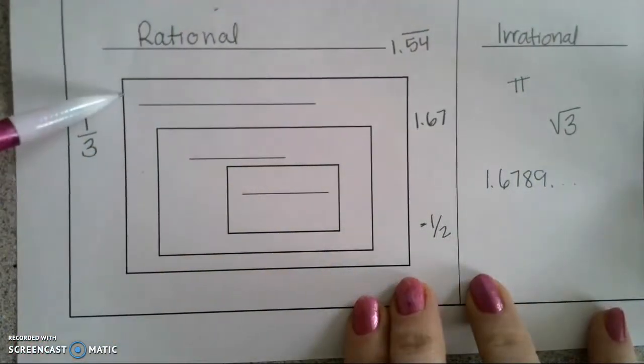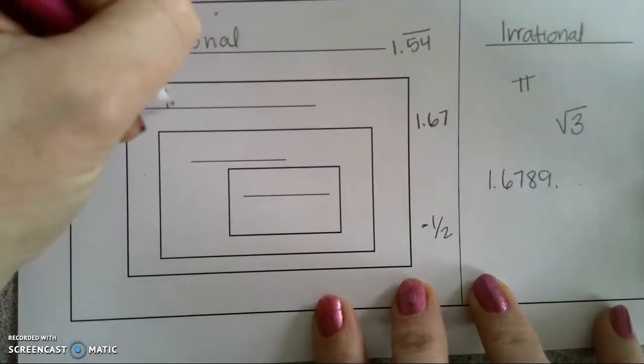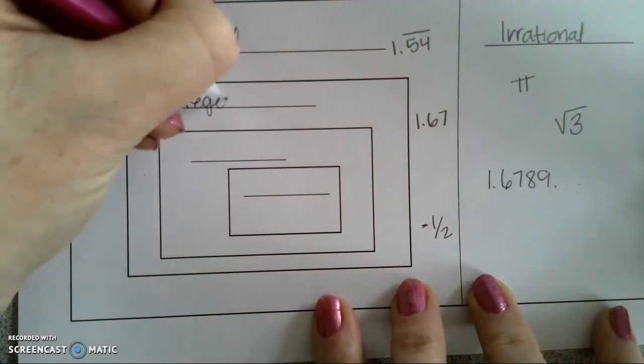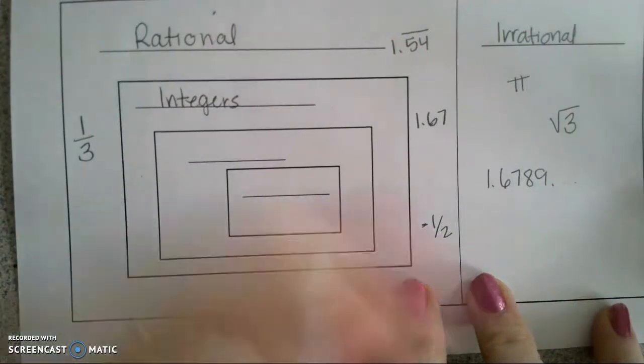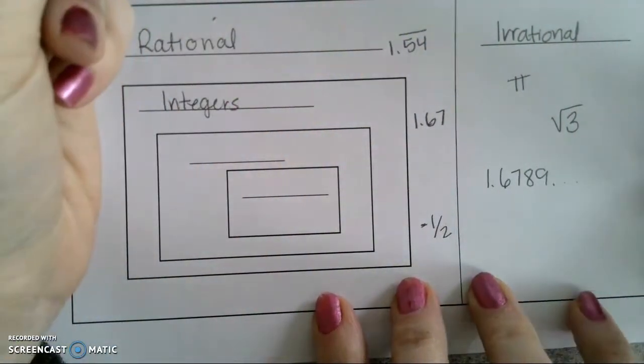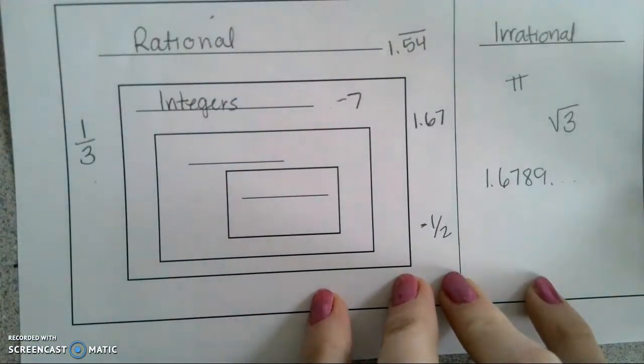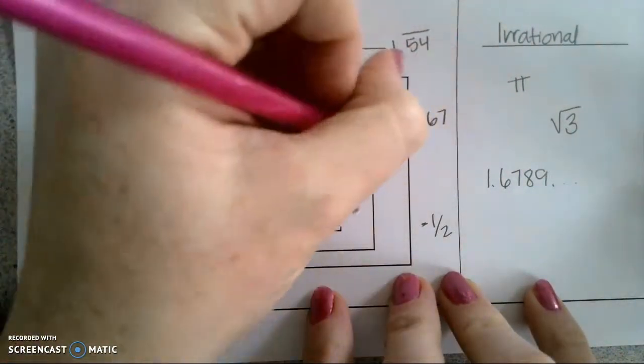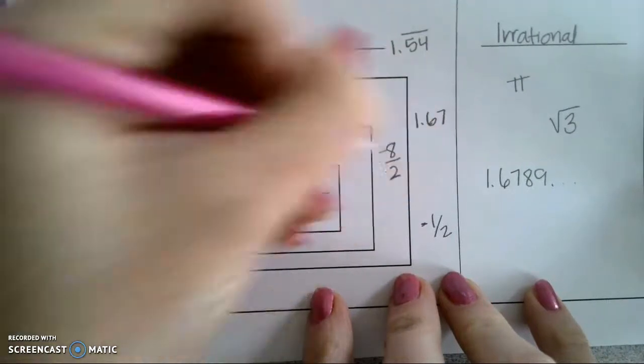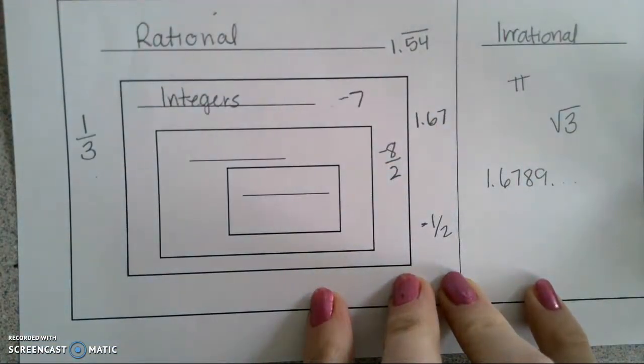So down beneath rational numbers, we're going to talk about integers, which we should be pros on by now. Integers would be positive or negative whole numbers, so a number and its opposite. So -7 would be an example of an integer. If we wrote -8 halves, that would reduce to -4. That's an example of an integer.